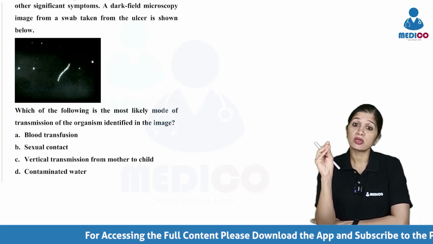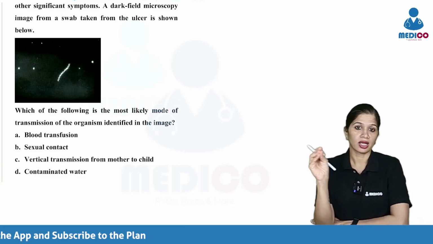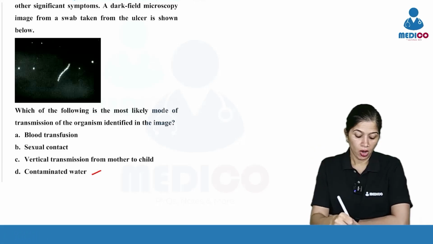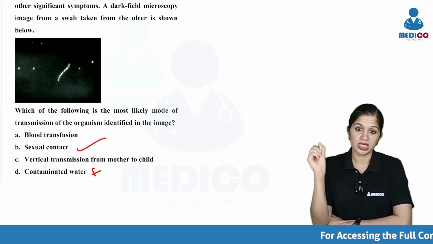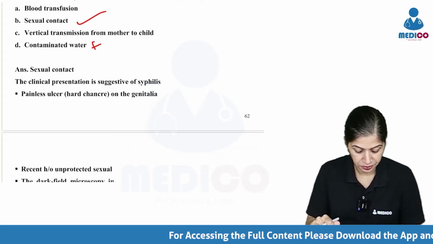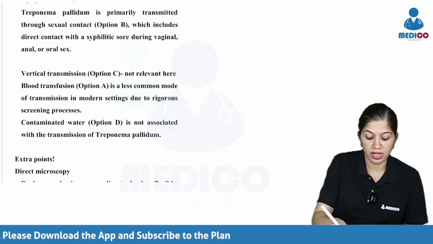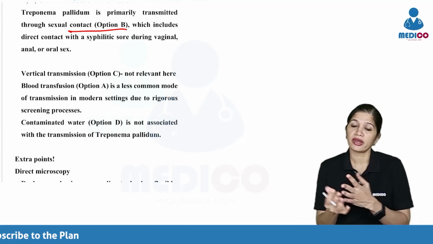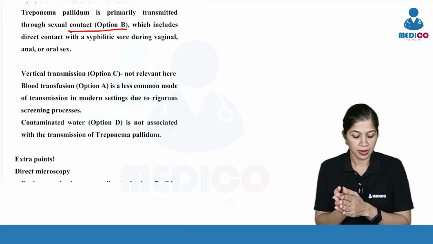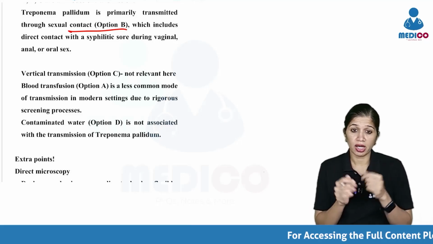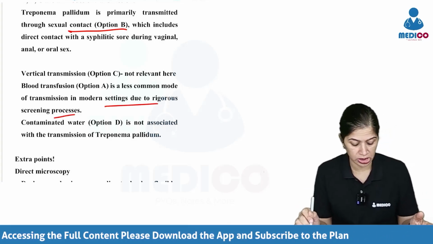Now, the question here is, what is the most likely mode of transmission of syphilis? Is it blood transfusion, sexual contact, or vertical? Anyway, it's not through contaminated water, that we all know. All these three options can transmit syphilis, but the most common mode and the mode pertinent to this question is through sexual contact. It includes direct contact with a syphilitic sore by anal, oral, or vaginal sex, whichever way it happens. Vertical transmission can occur, but not here. Blood transfusion used to be a very important method, but not now with the onset of good screening processes.